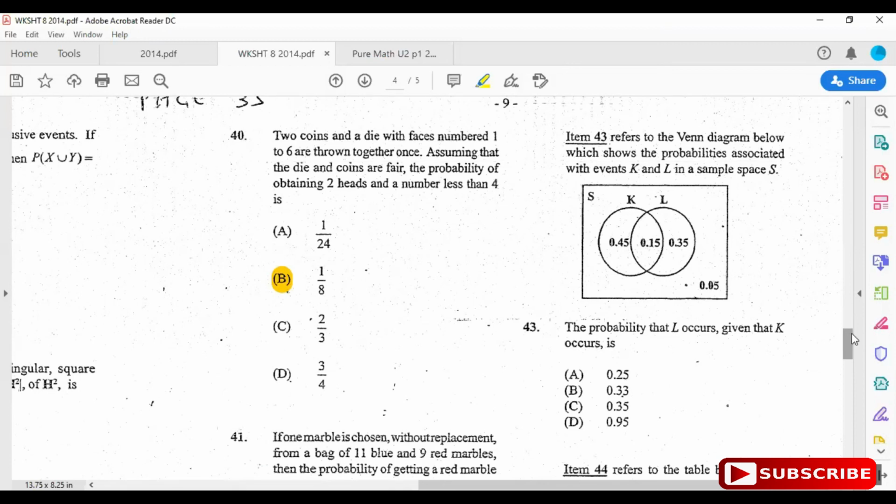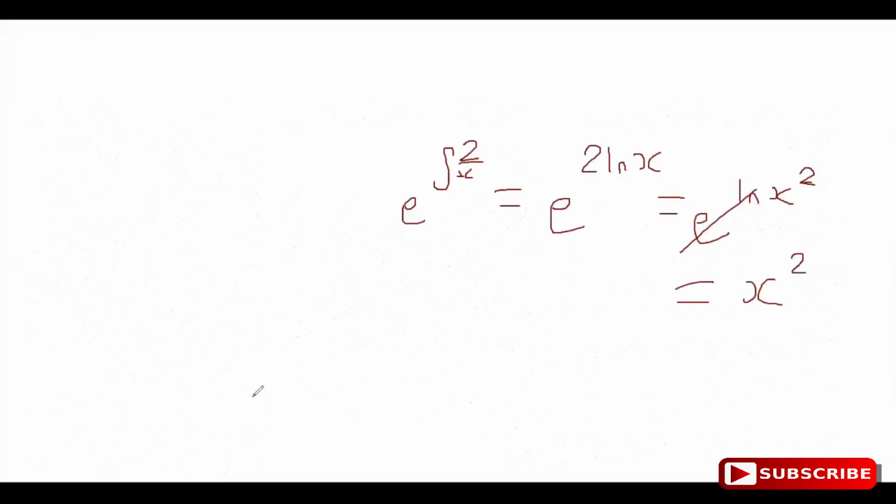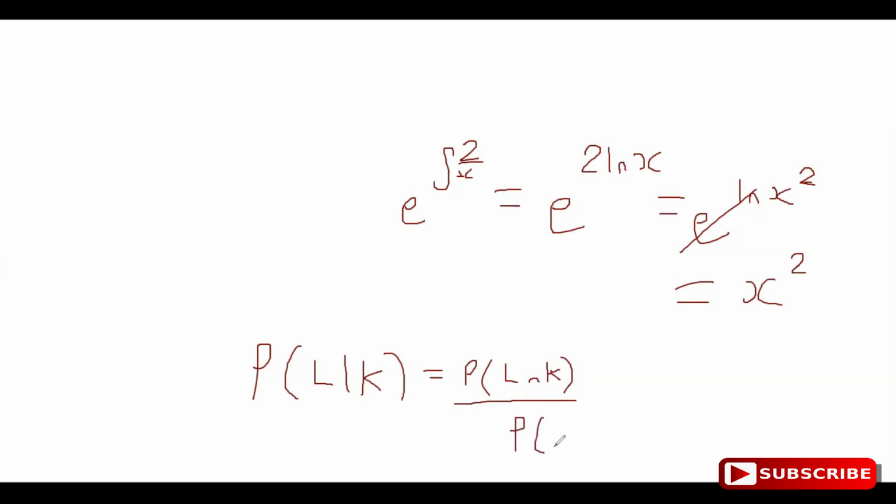Question 43 asks us to find the probabilities associated with K and L in the sample space. They said the probability that L occurs given that K occurred. So that's just equal to the probability of L intersect K over the probability of K. So that's all we need.